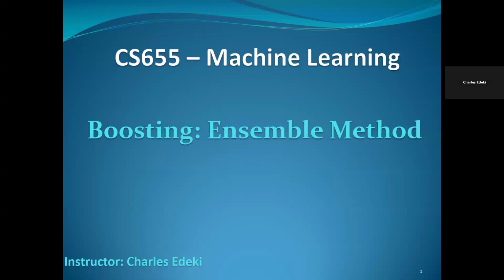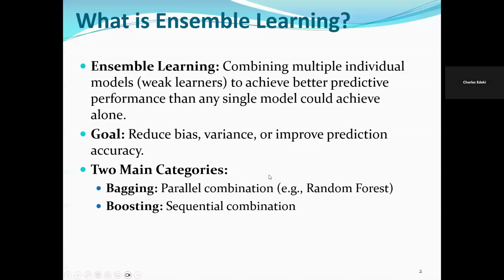Variance reduction comes from the concept of diversification. I have one big dataset and break it into 10 different pieces. So, just to recap: ensemble learning, as we said, combines multiple individual models, which we call weak learners, to achieve better predictive performance compared to a single model.